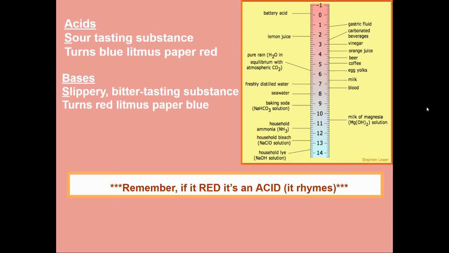So in the lab, we have a thing called litmus paper, and litmus paper can be both red or blue. And blue litmus paper in the presence of an acid will turn red, and red litmus paper in the presence of a base will turn blue. So essentially, we have two different types that tell us if something is an acid or a base. And the way we like to remember is red is acid, blue base. So if you have blue litmus paper and it stays blue, it's a base. If you have blue litmus paper and it turns red, it's an acid.